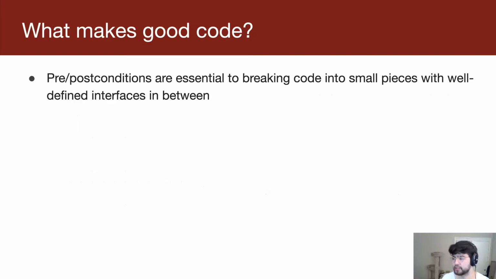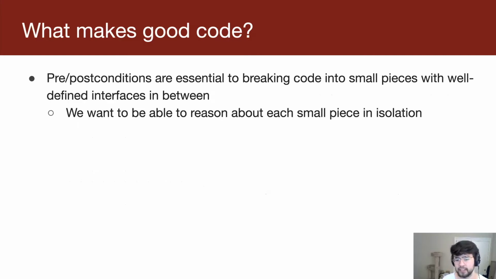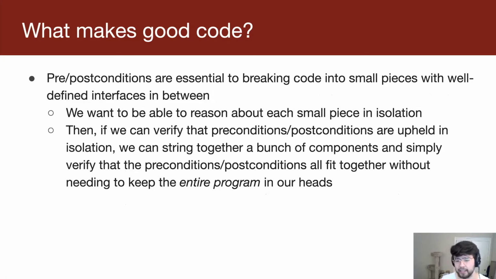So we want to have pre and post conditions so that we can reason about each small piece in isolation. And then if we can verify that the post conditions of the first function match the preconditions of the next function, and we can just verify that these pieces fit together nicely, then we can string together the components and make sure that all the components fit together, and then our program is good. We don't have to think about the entire program, all the little implementation details here and there. We just put the big picture together, and the program is supposed to work.